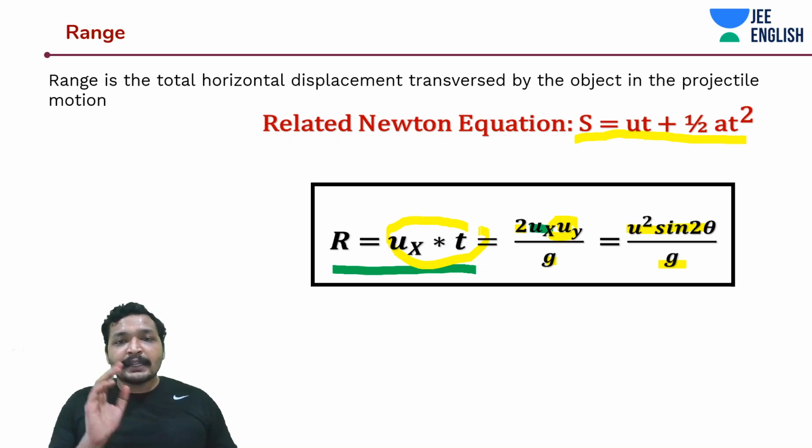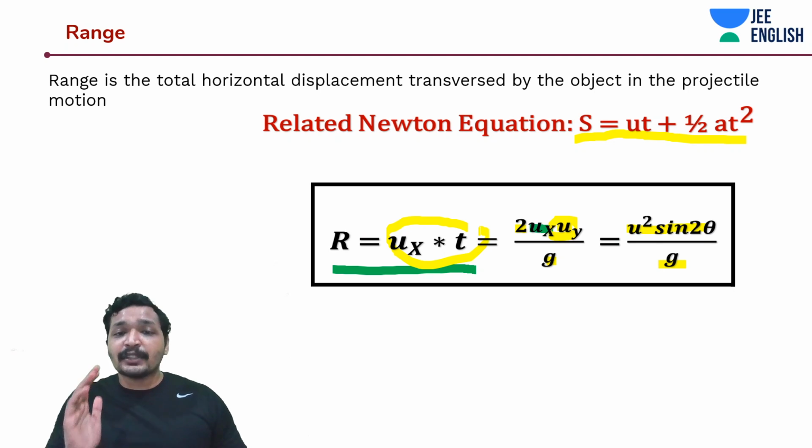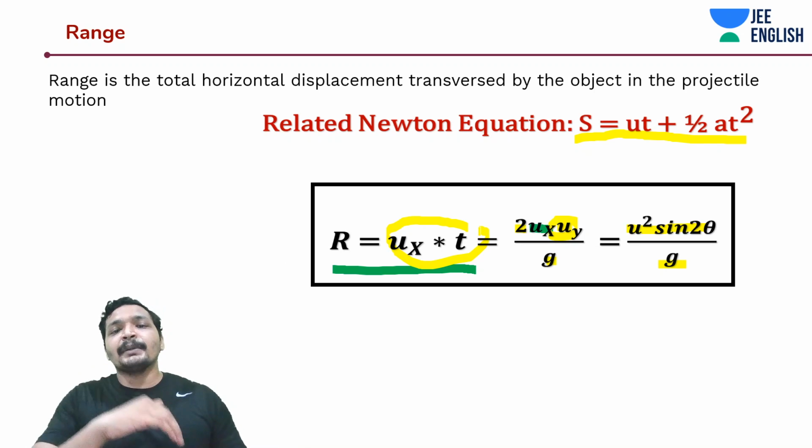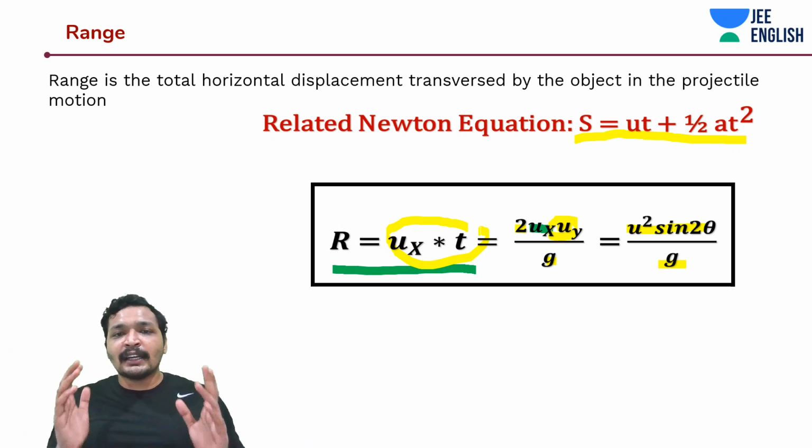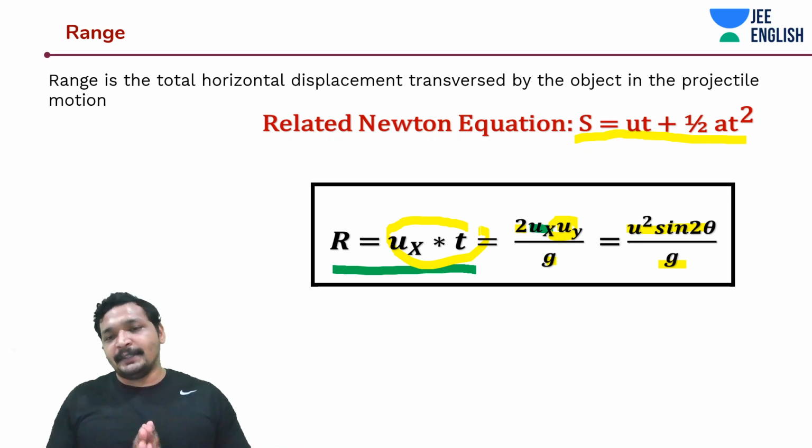And what is time of flight? Time of flight is the total time that this object in projectile motion takes to complete the flight. It's basically the total time where this object is in the flight.